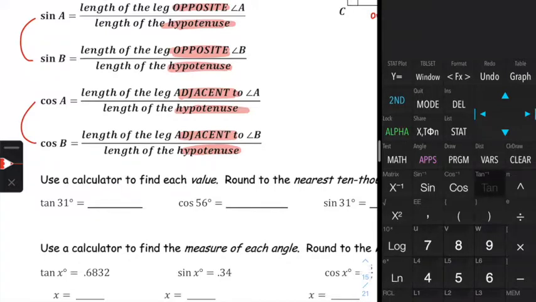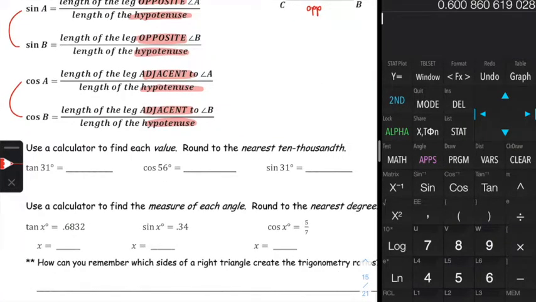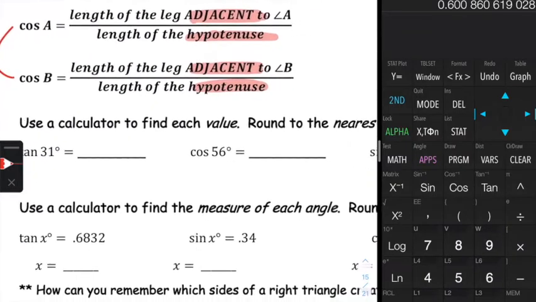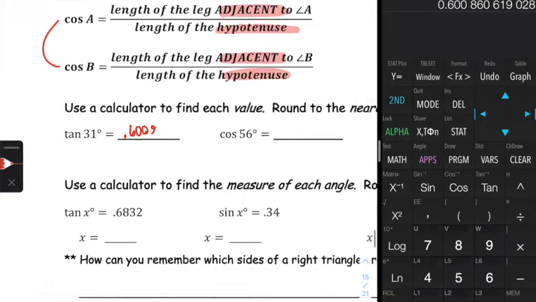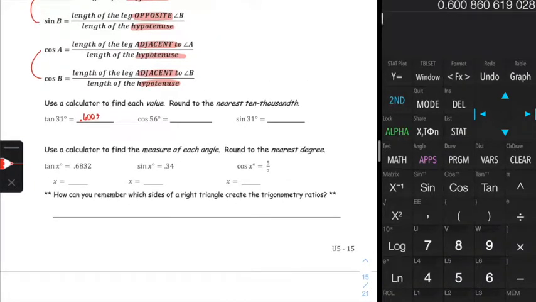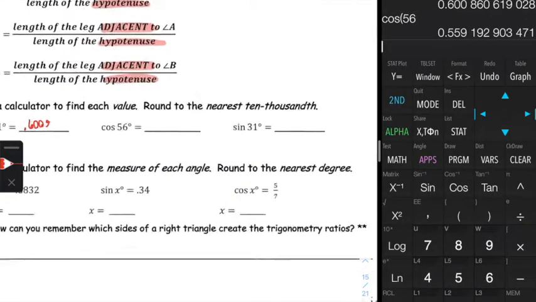So we find the tangent button. It's right there. And then you type in the 31 degrees right there. You don't really need to put a degree symbol. I don't even think you need to close the parentheses. And we're going to round to the nearest 10,000th. So I believe that is 4 decimal places there. So that would be 0.600 and then 86. Since we have an 8 there at the end, that means we're going to round up to a 9. So 0.6009. And then if we want to do cosine of 56, kind of the same thing, you type it in.